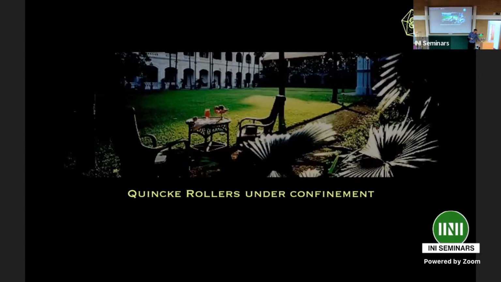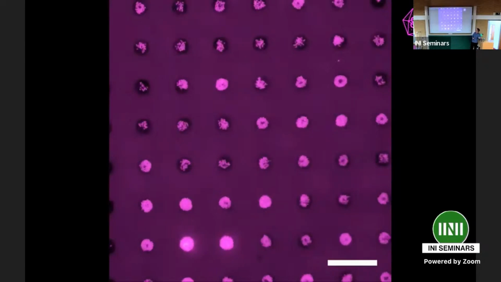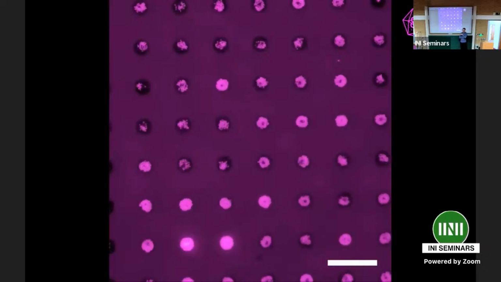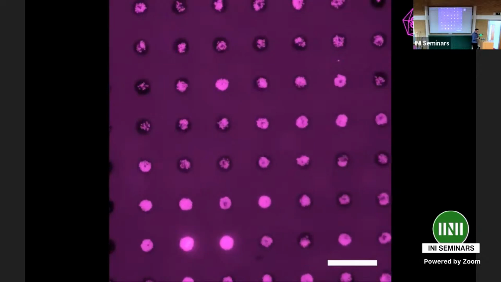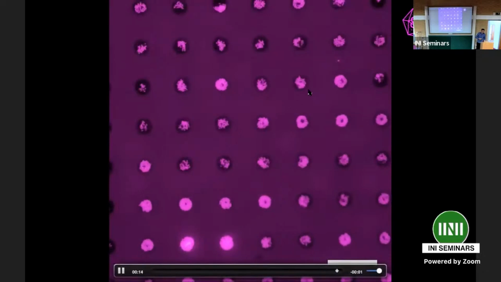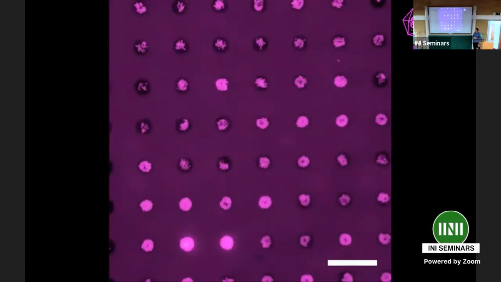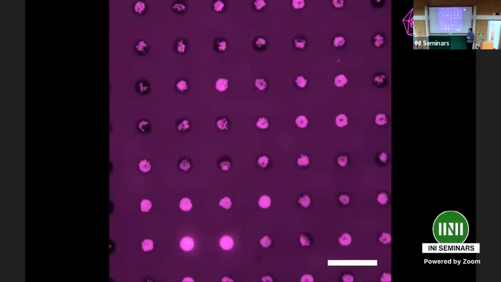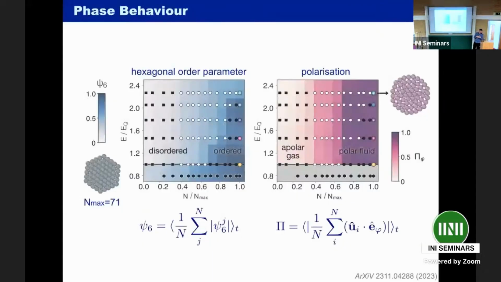So what we can do, they exist in an electric field. So this is some confined Quincke rollers. They're not physically confined, they're not in little pits. What they're in is regions where the electric field is on and regions where it's not. So these are cylindrical regions where we apply the electric field over them. And what you can see is that there are different numbers of particles in each cylinder. So we can study the behavior of this system as a function of the number of particles.